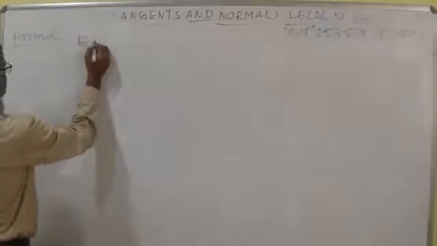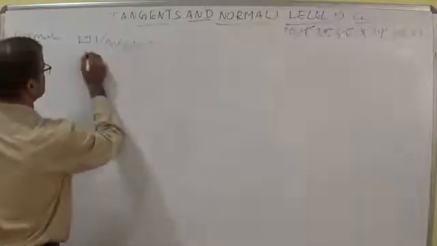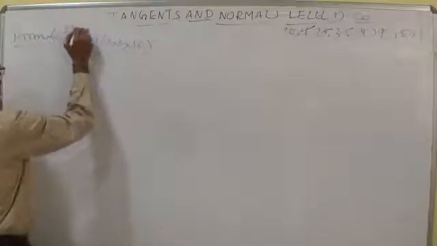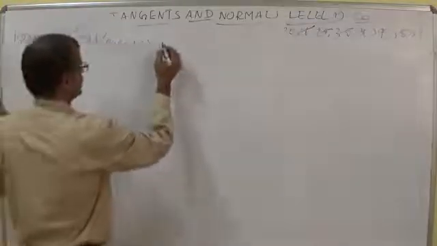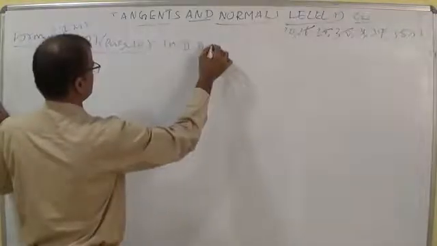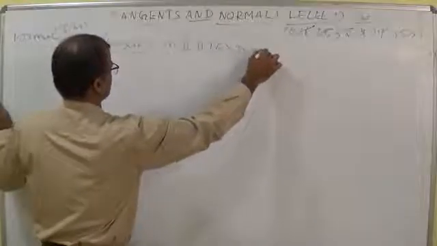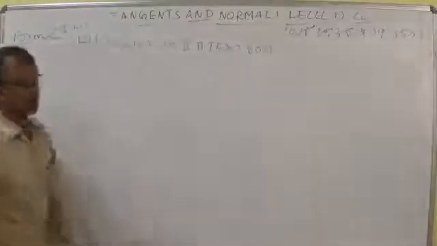Whatever formula I am discussing now, it is example 7, page 125. Example 7, IMP, page 125 in the 2B textbook. In the 2B textbook, page 125, example 7. I will tell it now as a formula.